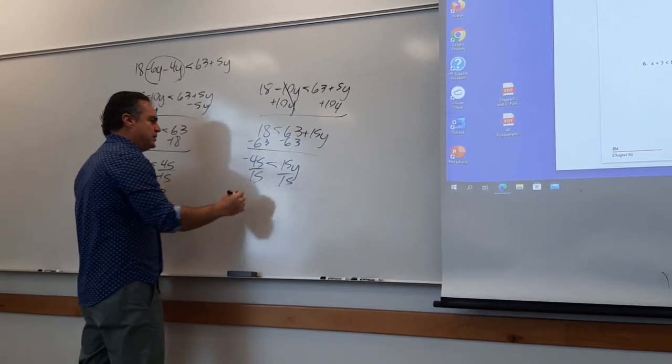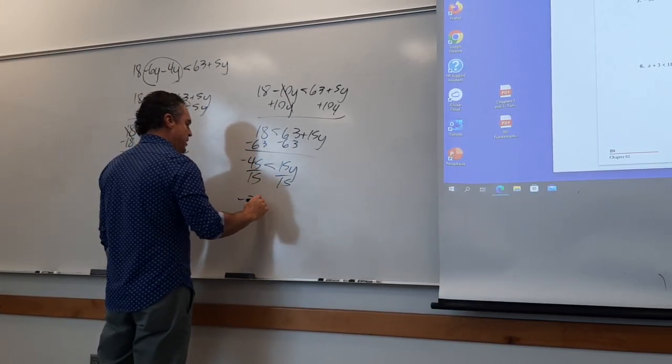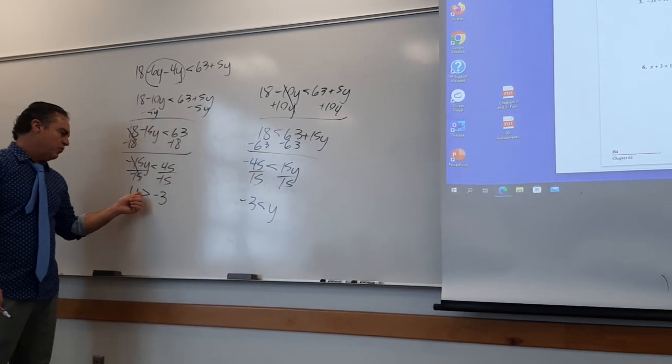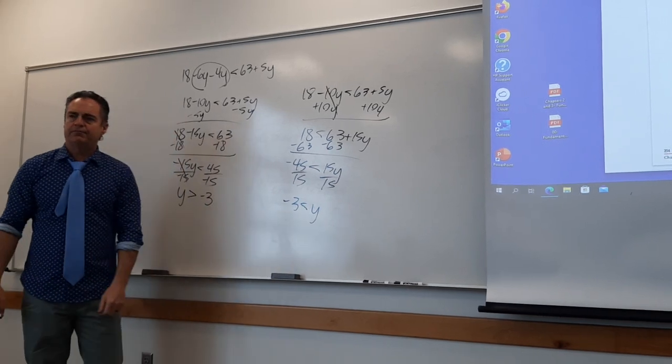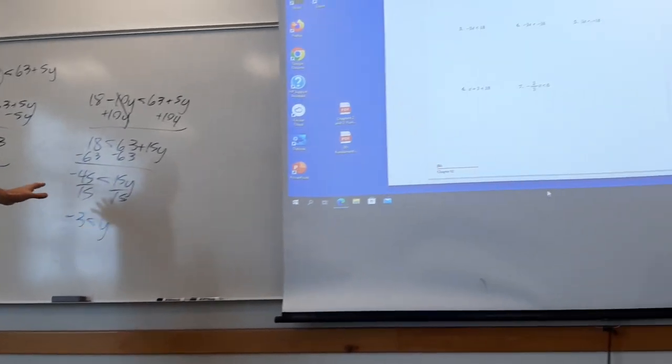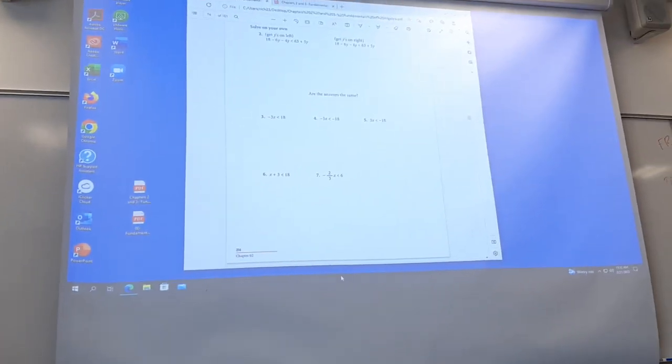No, so it stays. I don't flip the sign. This is negative 3 is less than y. Are these two answers the same? Yes, they are, because y is on the more than side, y is on the more than side, right? So we asked you up there, are they the same? Well, if you followed this correctly, they should be the same, okay?